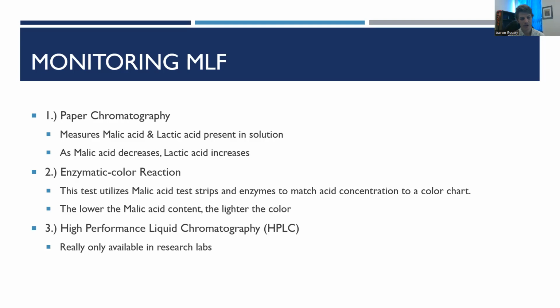And then again, high performance liquid chromatography, really only available at research labs. I think we have one here at OSU. It's just a big cool machine, really, but it's just impractical at a winery. But again, maybe if you're just dying to know what's my malic acid content, send it into the university. We can test it.